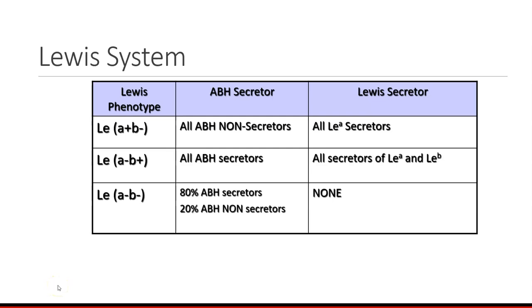If you're Lewis A pos B neg, you will be a non-secretor, but you will have Lewis A in your secretions. If you're Lewis A neg B pos, you will be a secretor of ABH, as well as Lewis A and Lewis B. For Lewis A neg B neg, 80% are secretors, 20% are non-secretors, and there will be no Lewis substances in your secretions because you are negative for both alleles.